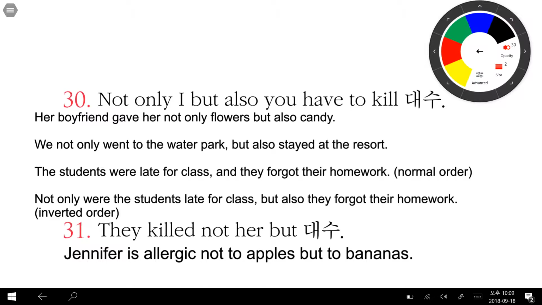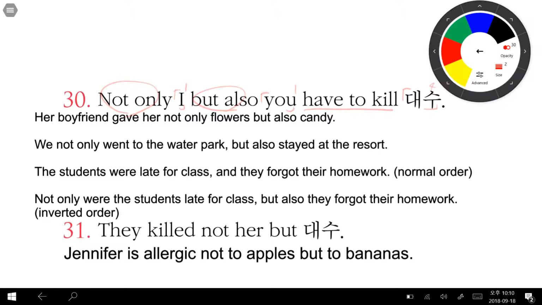Sentence 30, not only I, but also you have to kill Desu, uses the correlative conjunction not only, but also to connect I and you to form a compound subject. The verb is have to kill, and Desu is the object.